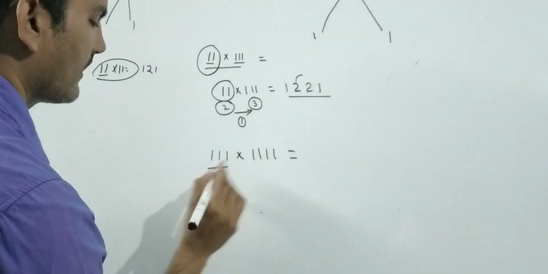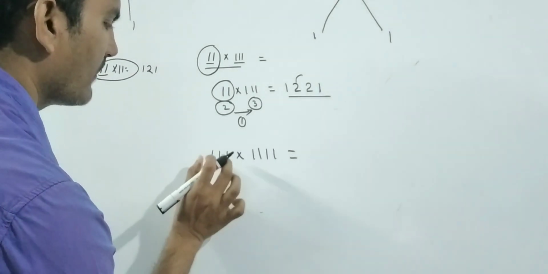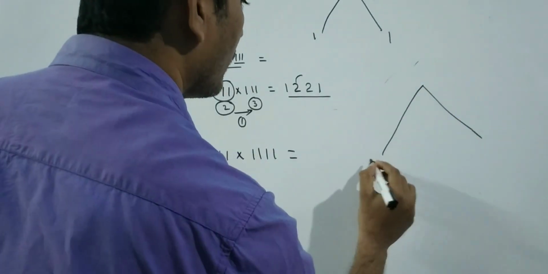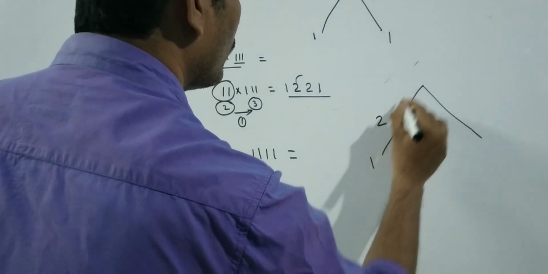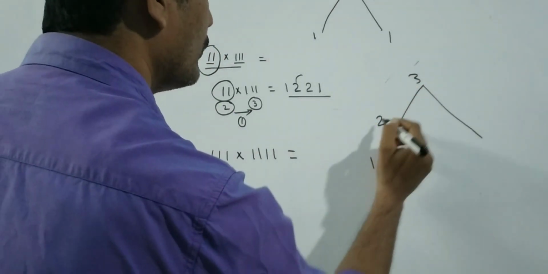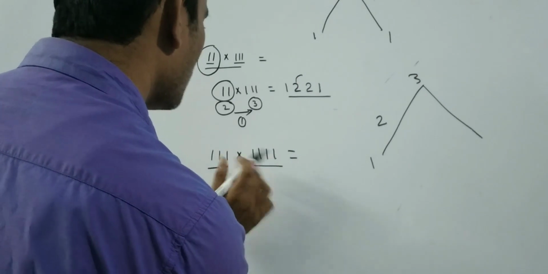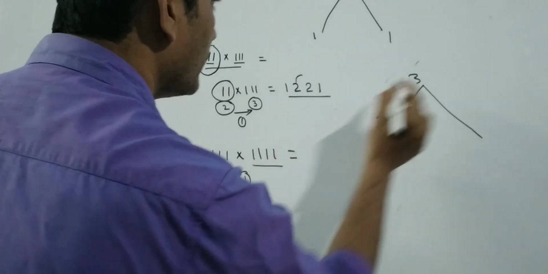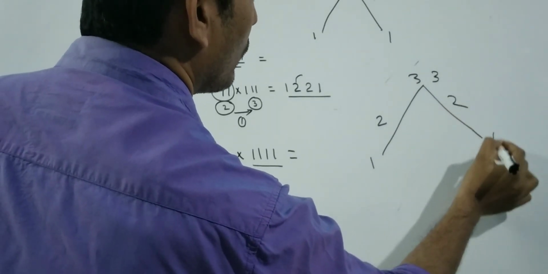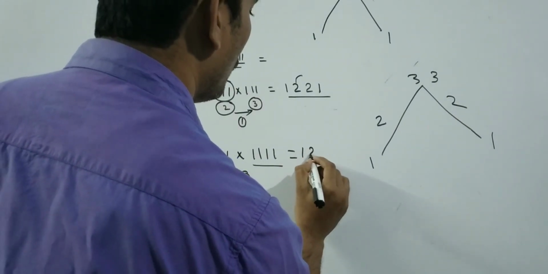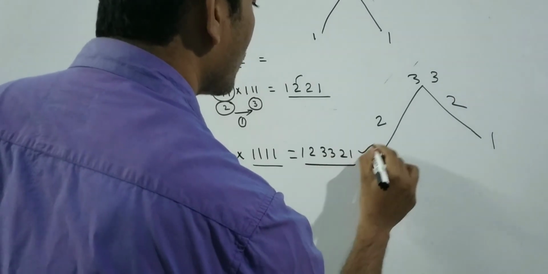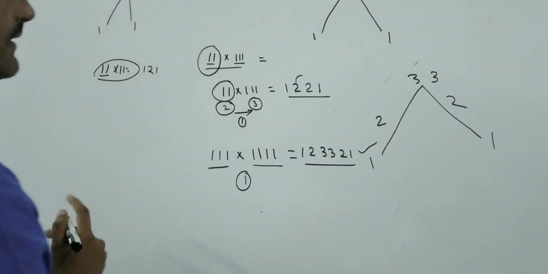See friends, suppose he has given it like this. Here 3 digits are there. Friends, I told you, the fewer number of digits we have to take. So here 1, 2, 3. We have to write up to 3. What is the difference between these two numbers? 1. So this number will come one more time. Again 2, 1. That means 1, 2, 3, 3, 2, 1. This is the answer. See friends, how easy it is.